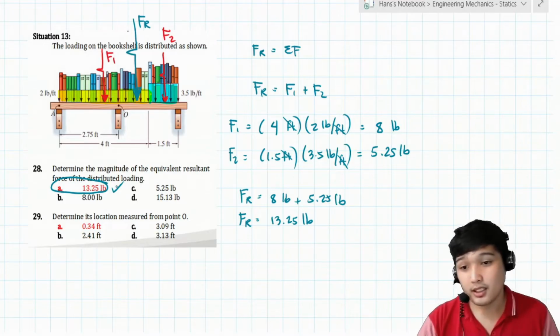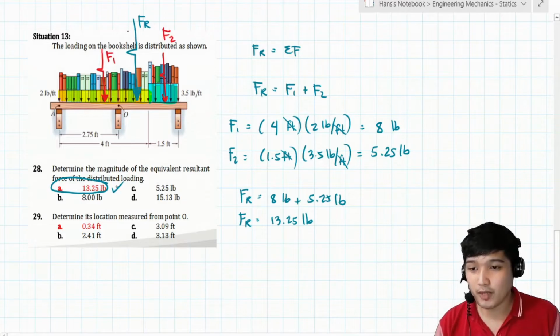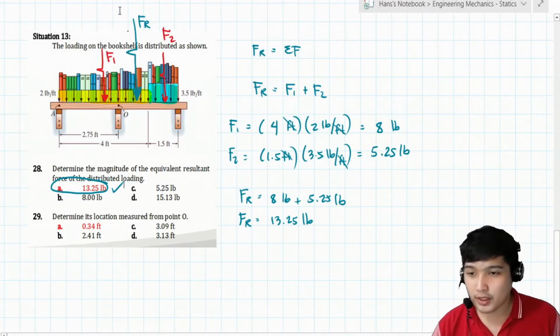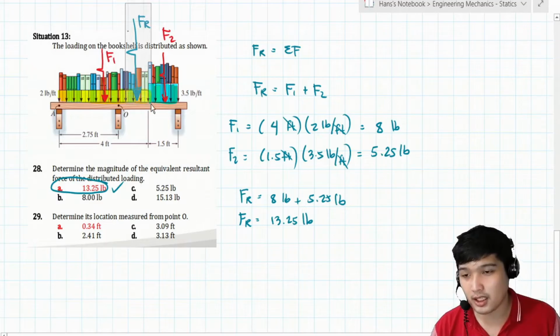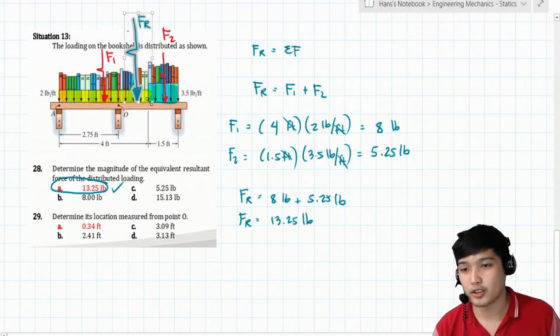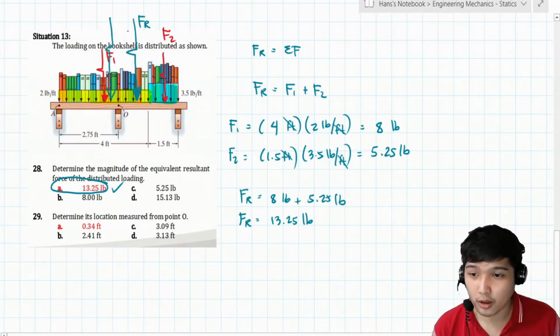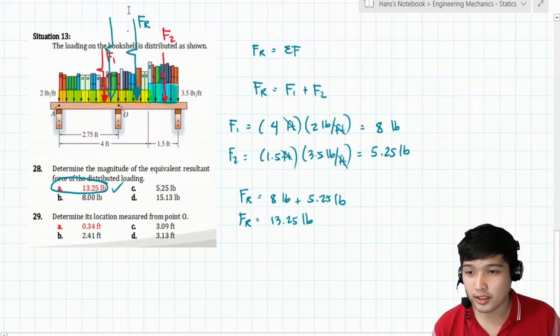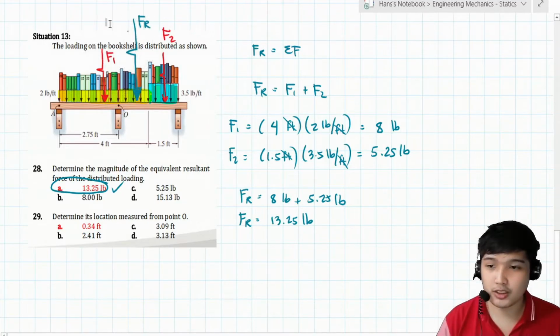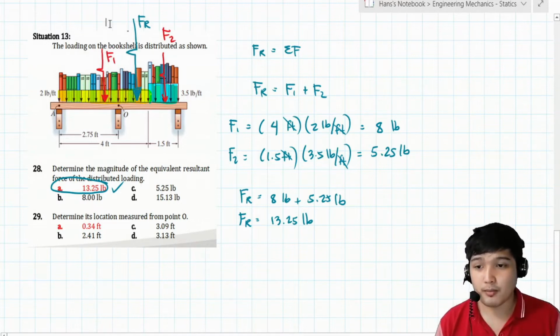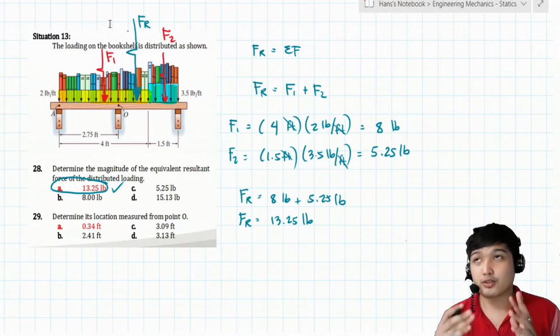So next, determine its location measured from O. So, class kasi, etong drawing natin na to is just an approximate location ng FR. It can be located kasi dito eh. Pwede siyang dito located, no? Bago mag-O. Or, yun nga, lagpas na siya ng O. So, hindi natin sure yung exact location niya. So, ang gagawin kasi natin dito, gagamit tayo ng Varignon's theorem. Okay, Varignon's theorem ang gagamitin natin.